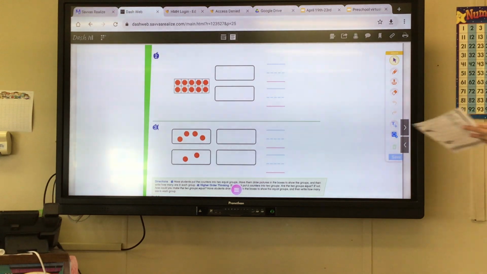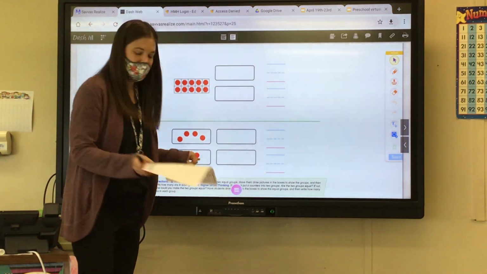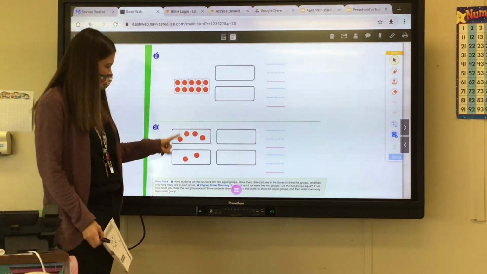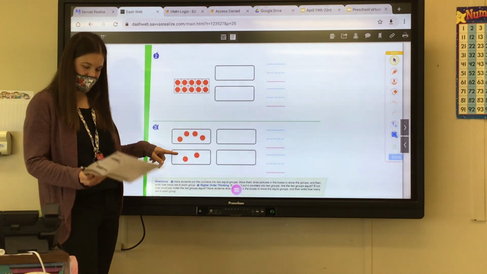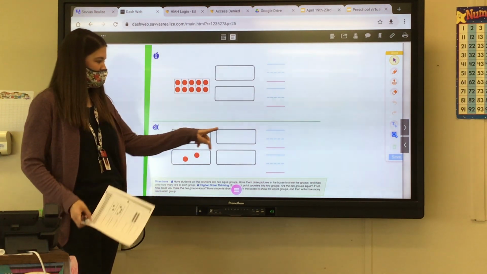Okay, let's look at number 3. Rich put 6 counters into 2 groups. Are the 2 groups equal? No. Do those look equal? No, they are not equal. Can you make those 2 groups equal?